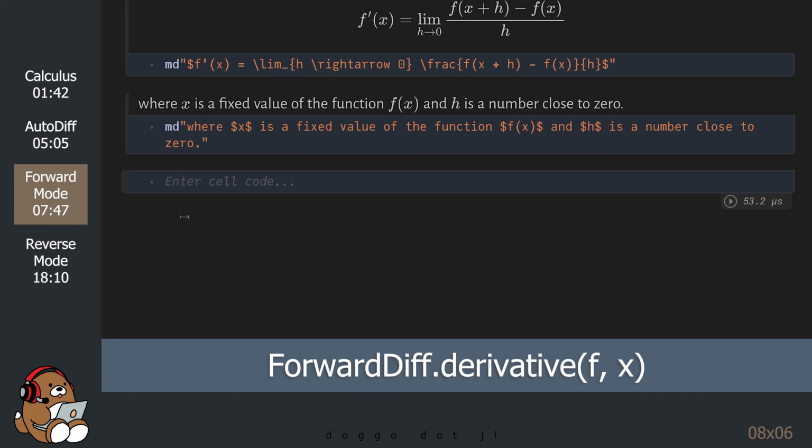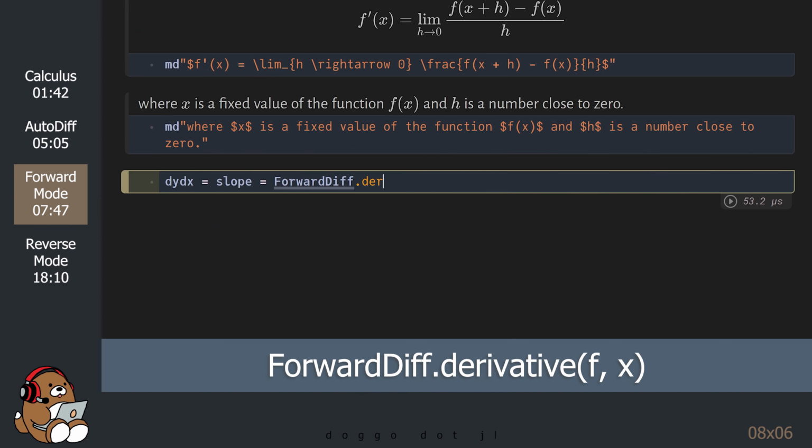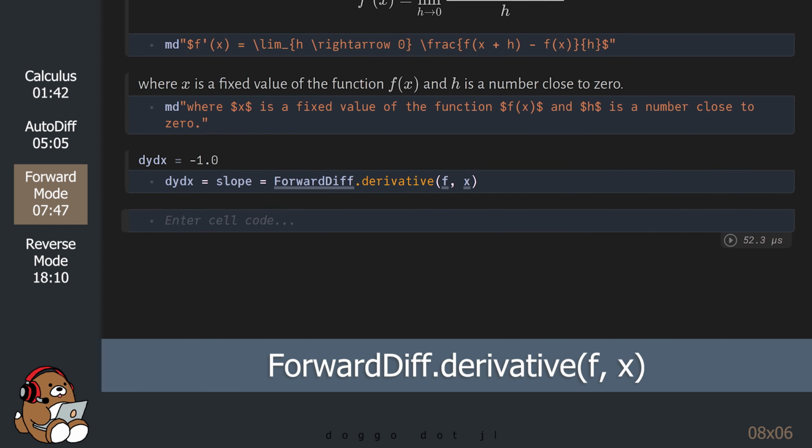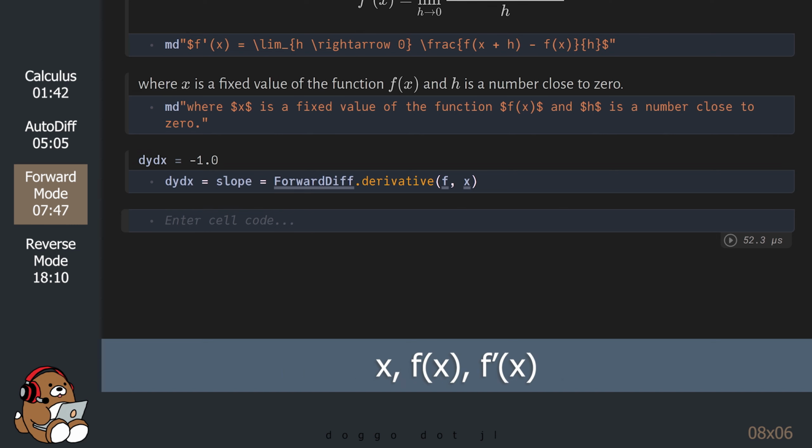We can find the derivative of the function f of x by using the derivative function from the ForwardDiff.jl package. The first argument is the function name, and the second argument is the variable name. So given any value of x, we can calculate the value of f of x and the value of f prime of x.